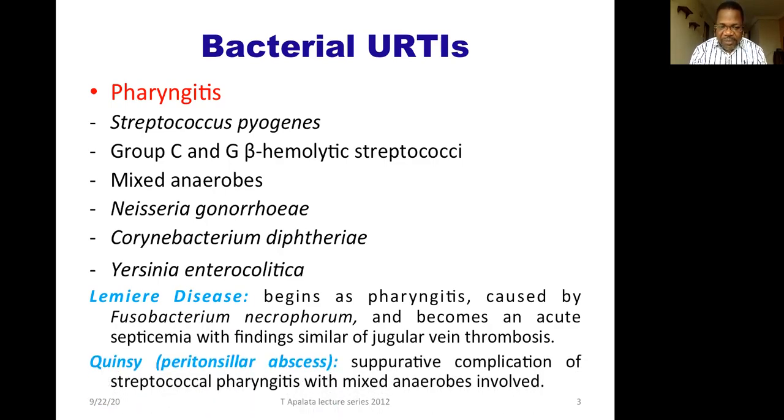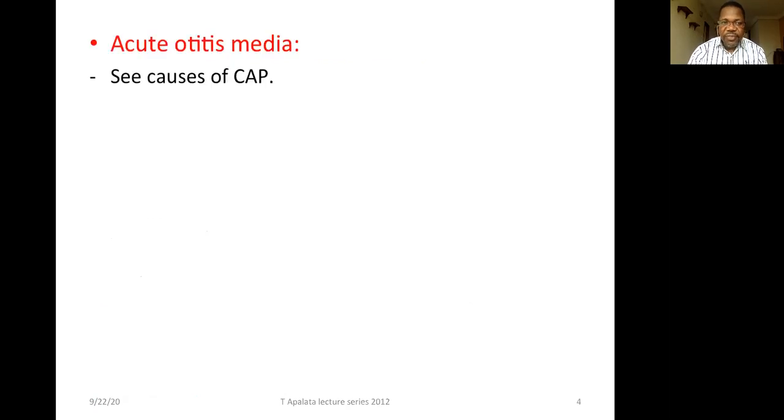We have another subset called quinsy. Quinsy is a peritonsillar abscess. It is a complication of streptococcal pharyngitis with mixed anaerobes involved. So it starts as a pharyngitis caused by Streptococcus pyogenes, then it becomes superinfected with mixed anaerobic bacteria, so we call it quinsy or peritonsillar abscess.